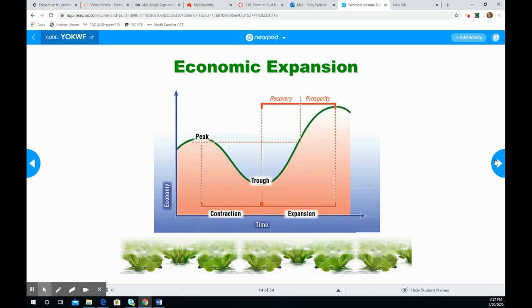When you think about your economic expansion, because think about it, you're wanting the economy to grow. You're looking at the peak. All of a sudden something happens. It's contracting and getting smaller. And then it slips into the bottom. And we expand and we come back up into prosperity.